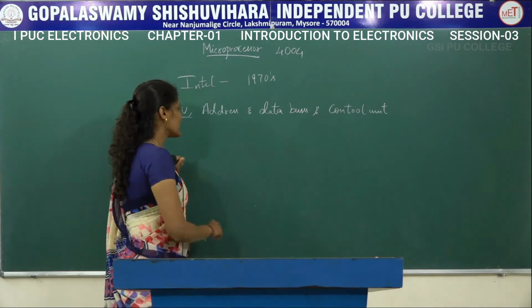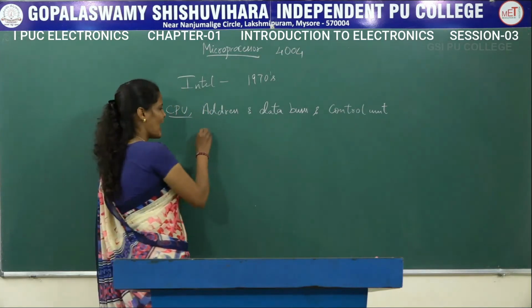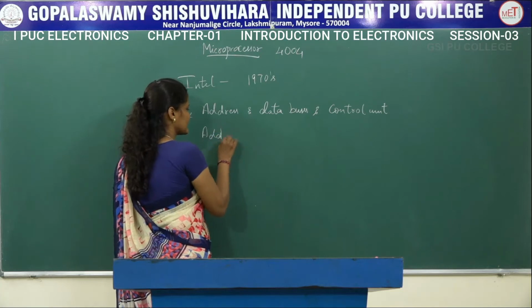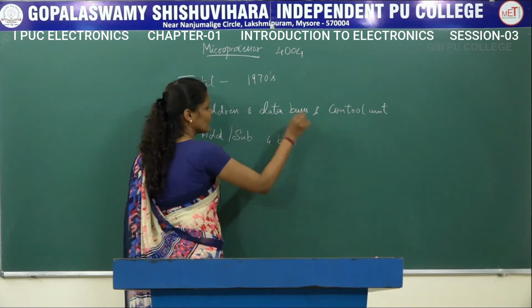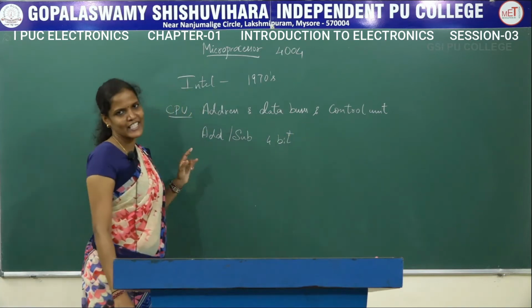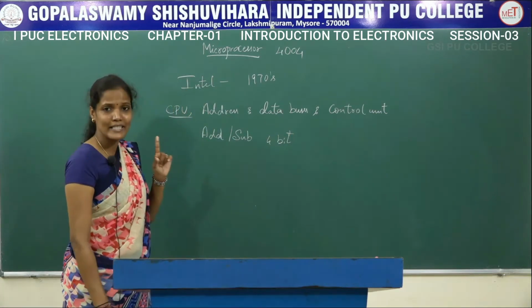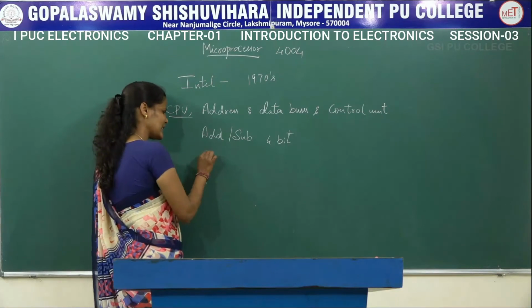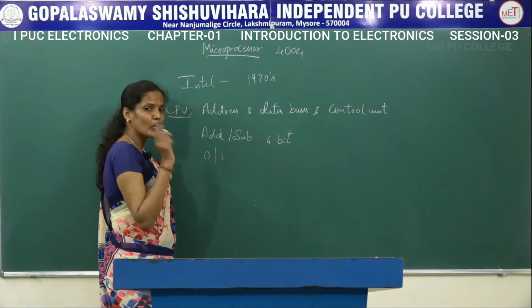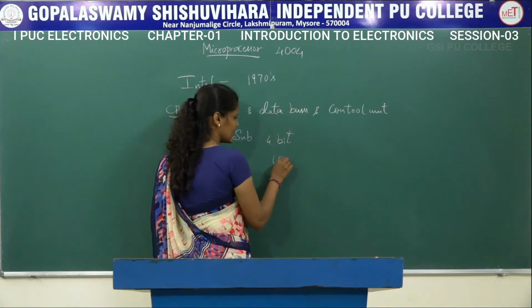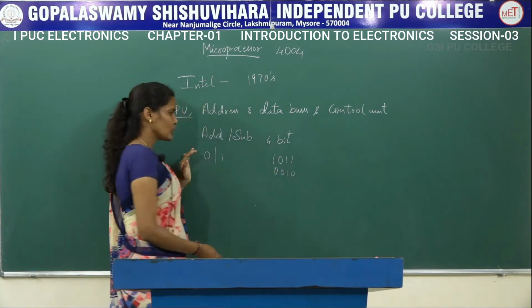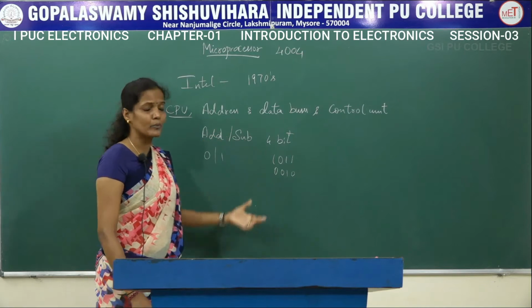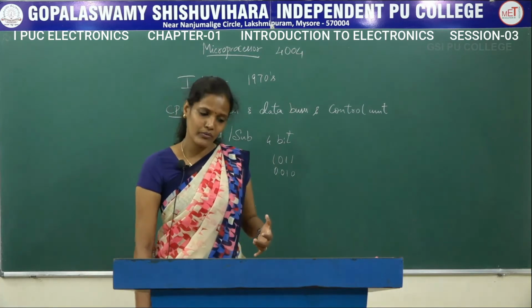This microprocessor initially was able to add or subtract only 4-bit data. Only 4-bit data. In the earlier session itself I already told you what is a bit. A bit means it can either be 0 or 1. If I say 4 bits, the numbers can be like this or it can be like this also. So it was used to add or subtract only 4 bits of data.